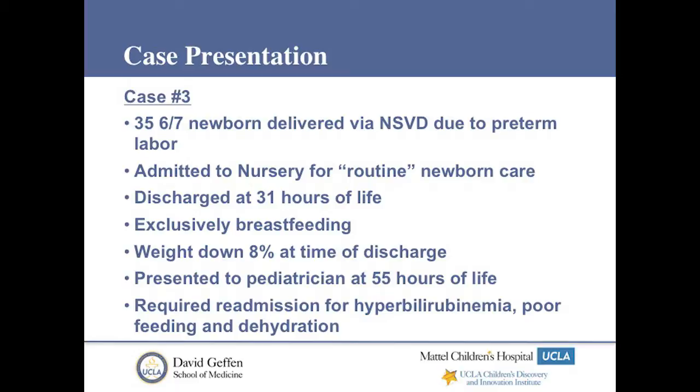And for our last case, before we move into those unique health concerns we want to discuss, you guys are going to say, I've given you 34-week twins, I've given you 36-week twins. I mean, we know multiples have additional issues too. How is this necessarily specifically about late preterm infants? Well, how about a 35 and 6/7 weeker? Little preterm labor, admitted to the nursery for routine care, discharged at 31 hours of life, everything looked good, fed well, no issues. Was exclusively breastfeeding, and weight was down 8% at time of discharge, so less than the 10% that we traditionally think about.